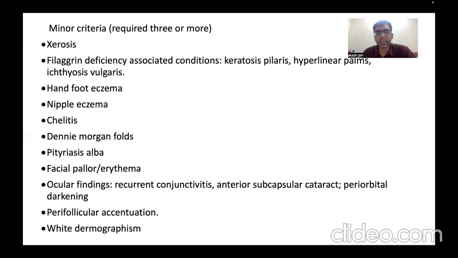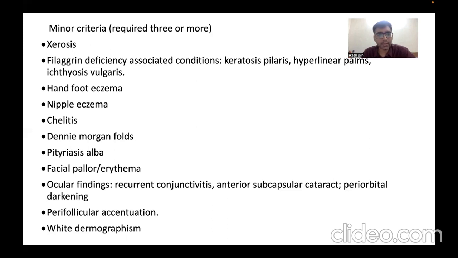Third is hand and foot eczema, that is eczema characteristically involving only the hands and feet. Fourth is nipple eczema involving the nipple areas. Fifth is cheilitis, that is inflammation of the lips including the vermilion border. Next is the Dennie-Morgan folds, that is infraorbital crease seen in such patients. Next is pityriasis alba, that is scaly hypopigmented white patches seen mainly on the face.